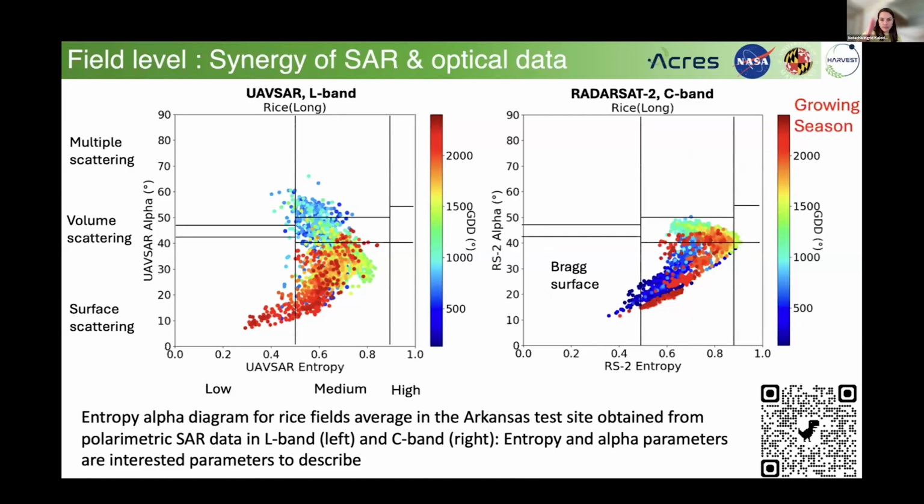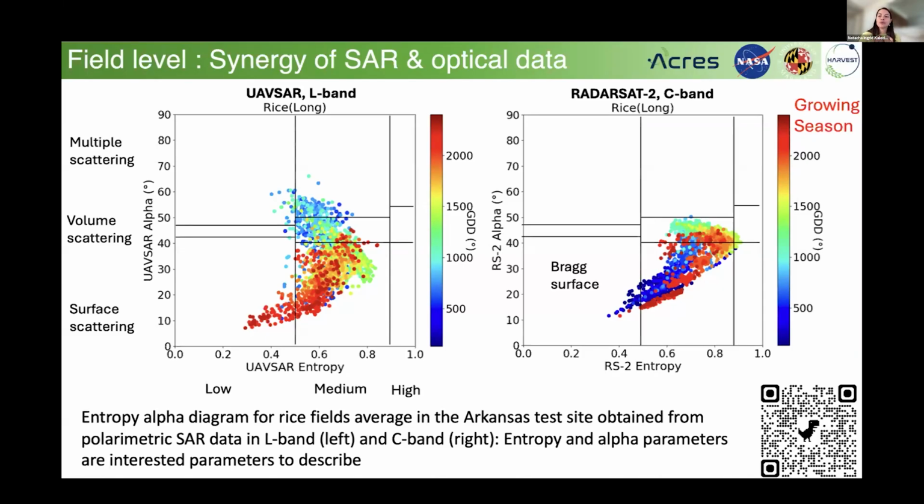The color of your color bar is the value of the GDD, the growing degree day, so it shows the growing season. When it's blue, it's the beginning of the season, and when it's red, it's the end of the season. You can see on these two graphs, the one on the left is for the L band, which is a longer wavelength, and on the right is the C band.